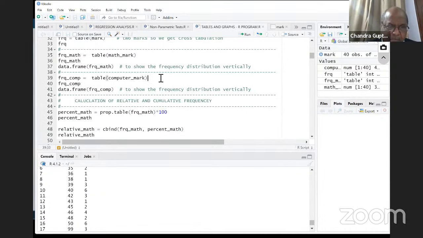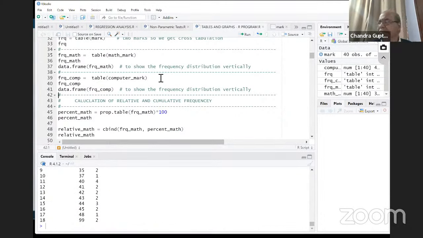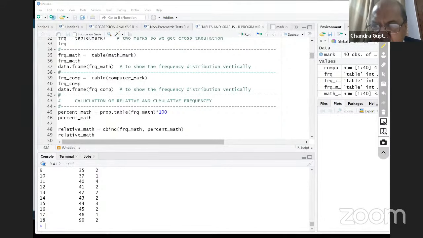Table, frequency, data frame. So a simple frequency table you can make. And the command is very simple. You have to write table and then the variable name. And you will immediately get the frequency distribution.